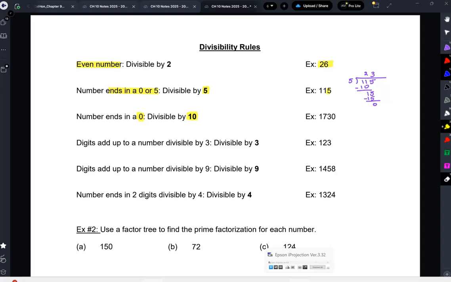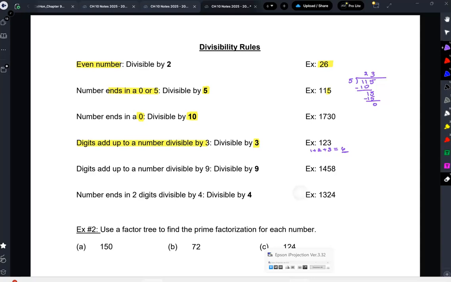Okay. Now, how do we know if something is divisible by 3? Well, the digits have to add to a number divisible by 3. For example, 123. So look at this. I do 1 plus 2 plus 3. I get 6. Is 6 divisible by 3? Yes, then so is 123.